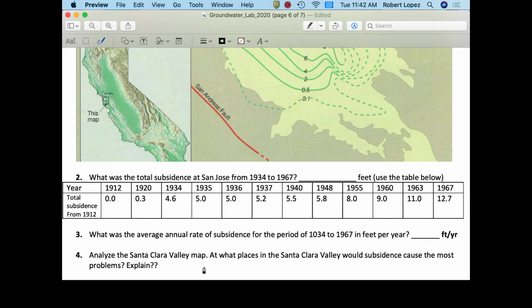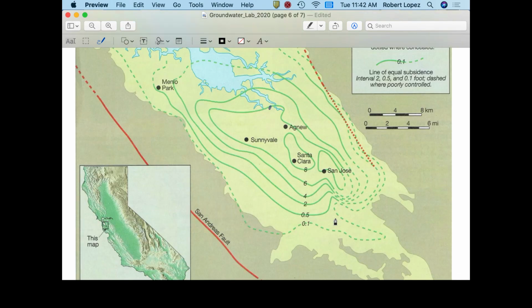Now looking at the Santa Clara Valley map, what places in Santa Clara Valley would subsidence cause the most problems if we start drawing more groundwater out? Although we're not doing that now. Santa Clara Valley used to be famous for its orchards. So we had lots of orchards, and we were withdrawing lots of groundwater, and that led to all the subsidence. Now we're not. It's Silicon Valley, so we don't have the orchards.